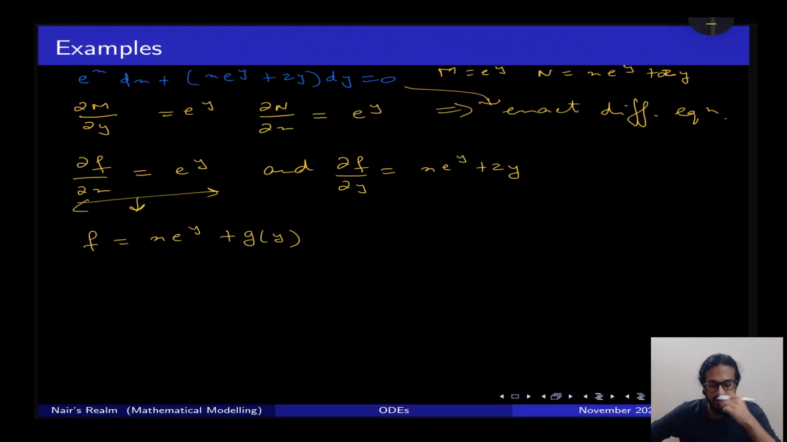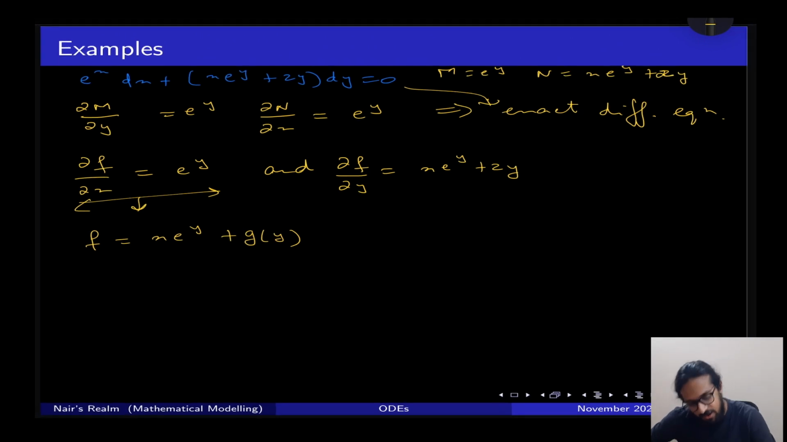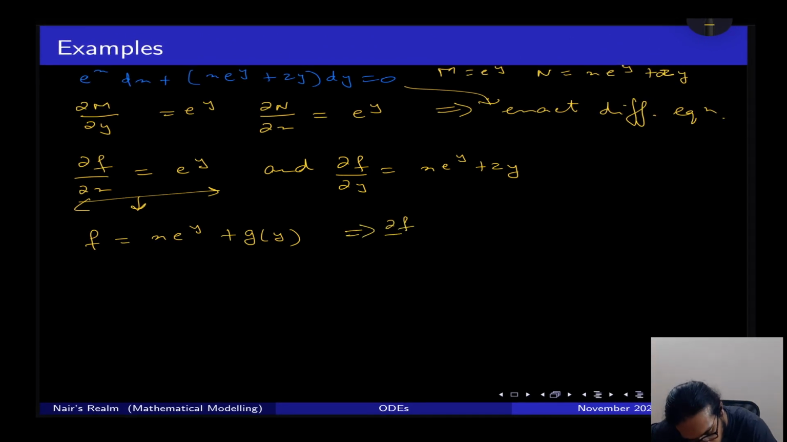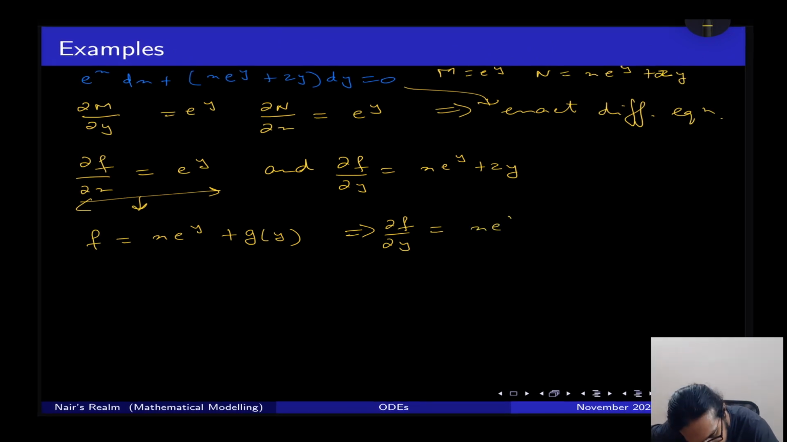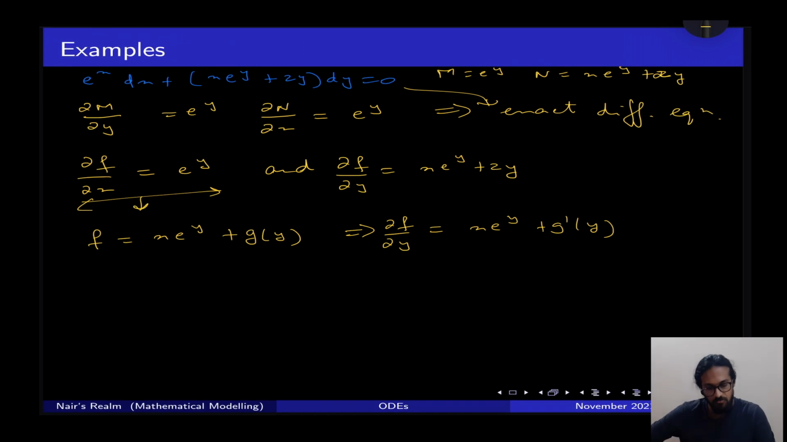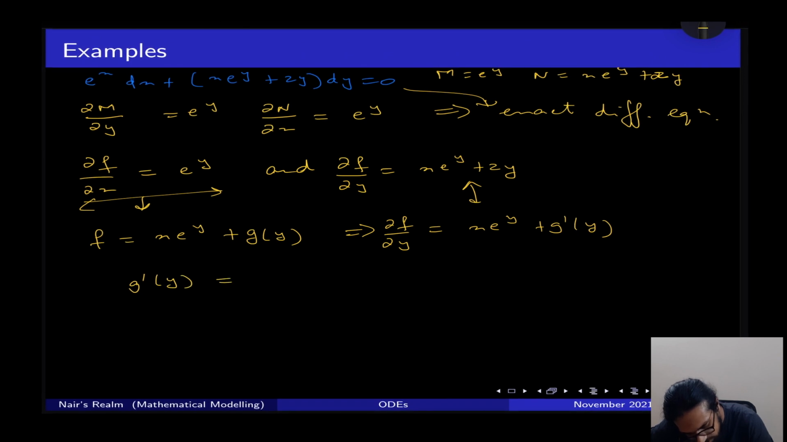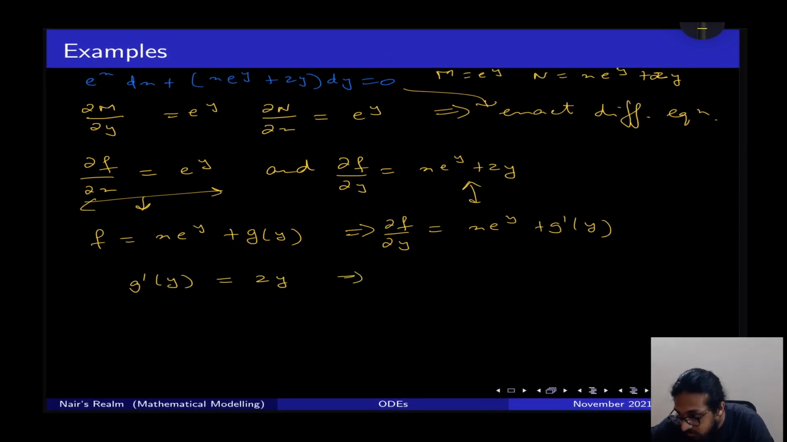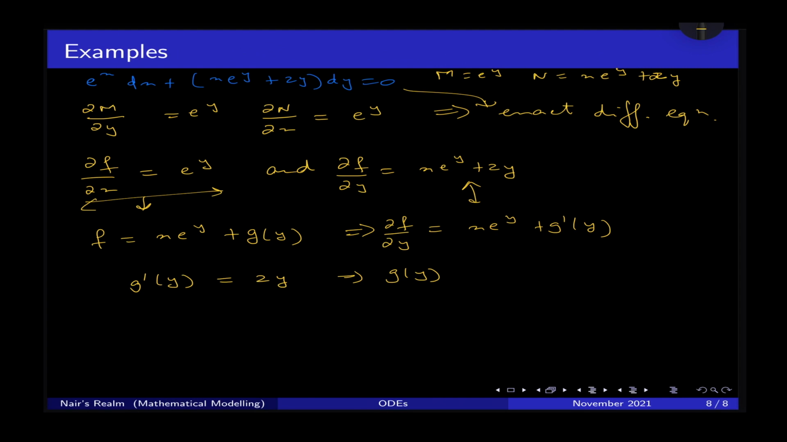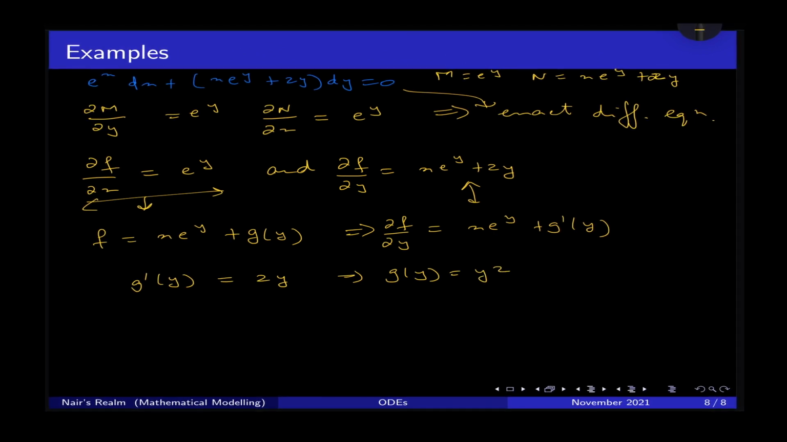So now let's just take the differential of f. Let's do ∂f/∂y. What we get is actually x e^y + g'(y). So we can see, comparing these two, that g'(y) is equal to 2y, which essentially means that g(y) is equal to y².